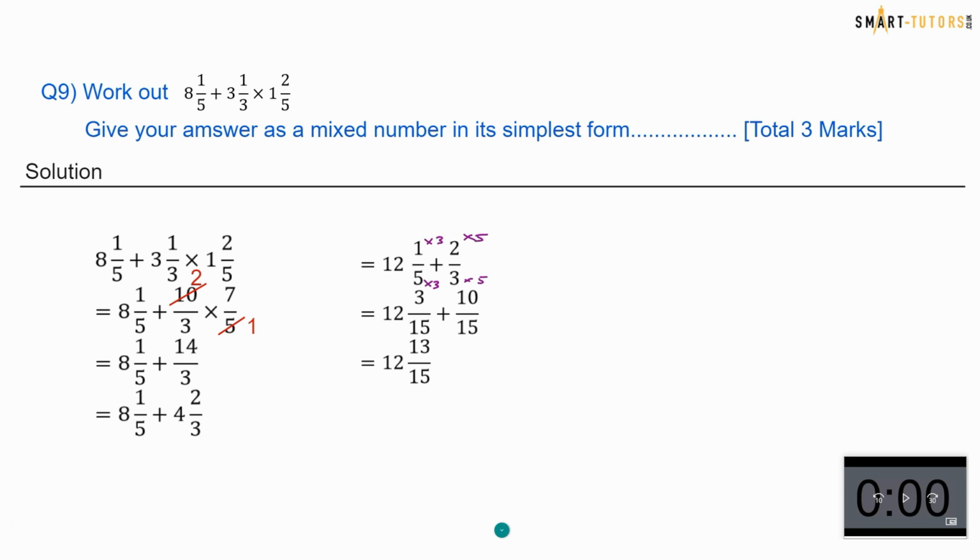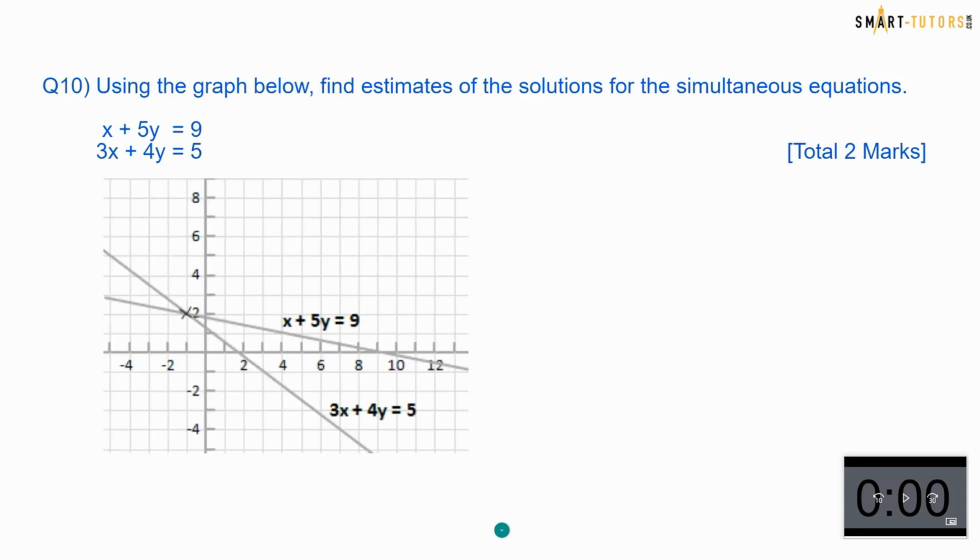Let's move on to question number 10. Using the graph below, find estimates of the solution for the simultaneous equations x plus 5y equals 9, 3x plus 4y equals 5. So the graph is given. They are asking you to use the graph method to solve this simultaneous equation and find the x and y. Let's look at the answer and the solution.